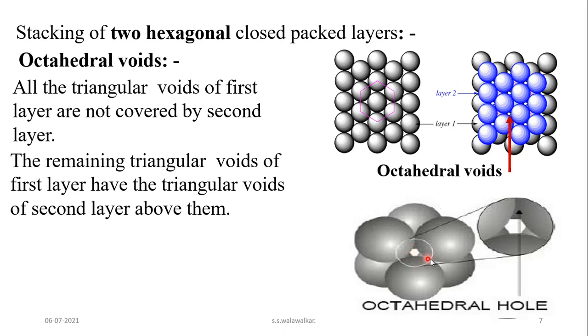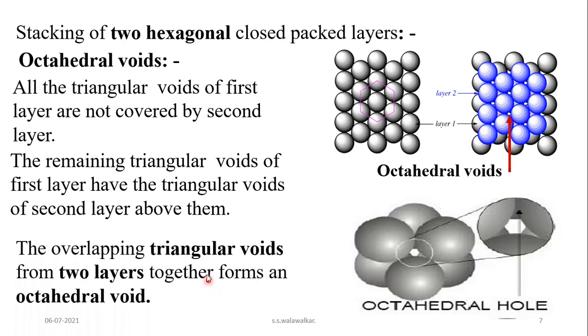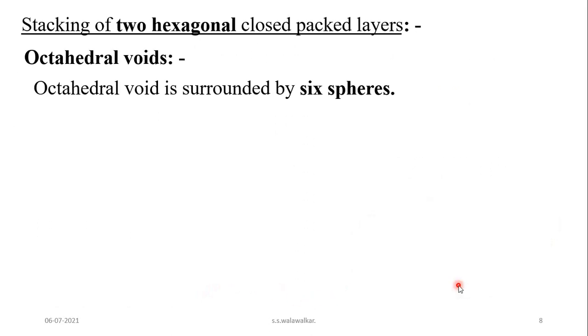This is the triangular space of the second layer. Similarly, on the back side there is a triangular space of the first layer. So both these triangular spaces of the first layer and second layer form a hole that is called an octahedral hole. So the overlapping triangular voids from the two layers together form an octahedral void.